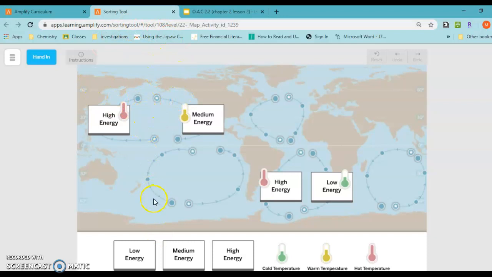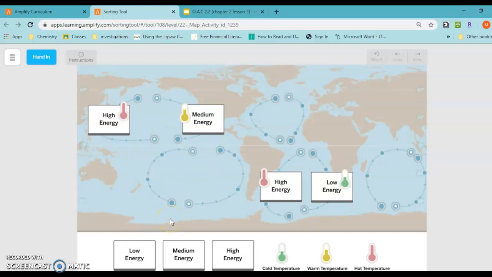Exactly. Let's look at it below the equator. Same, from 0 to 30 degrees, this is going to be high energy. From 30 to 60 degrees, this is going to be medium energy. And from 60 and higher, it's going to be low energy.